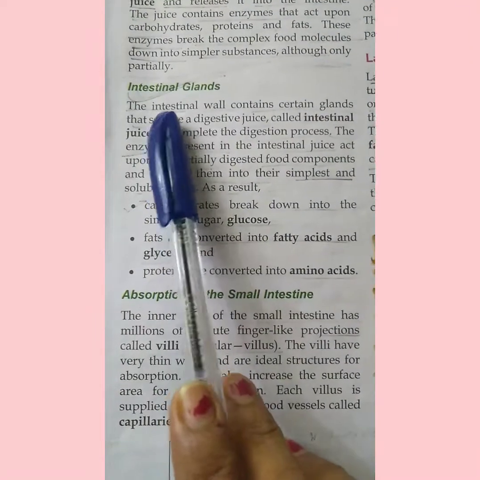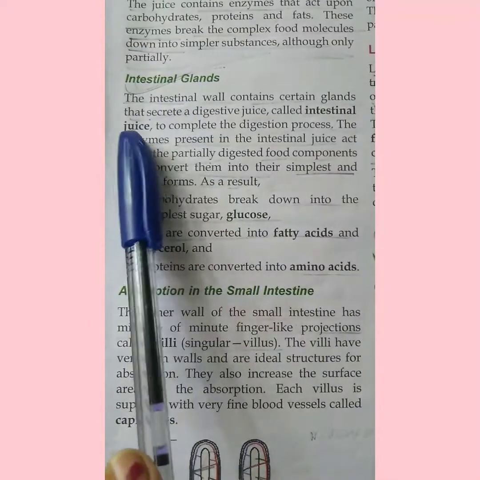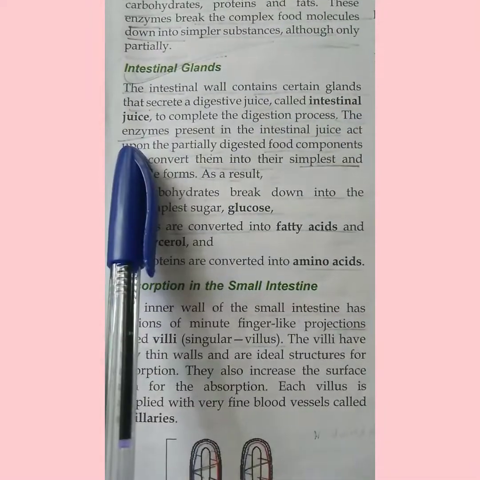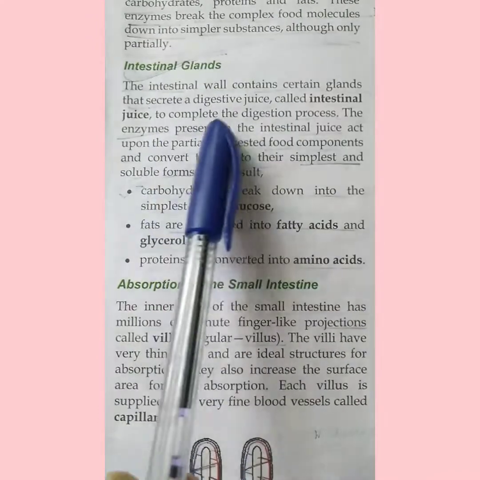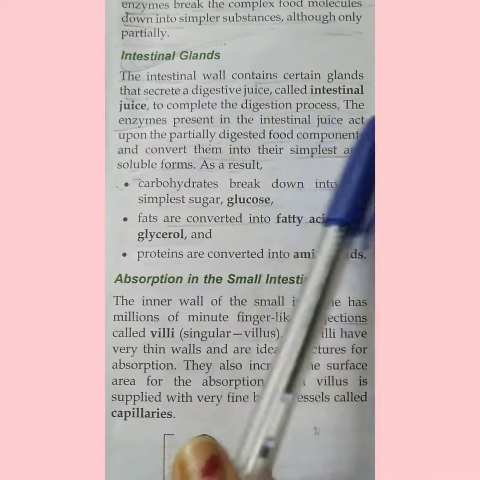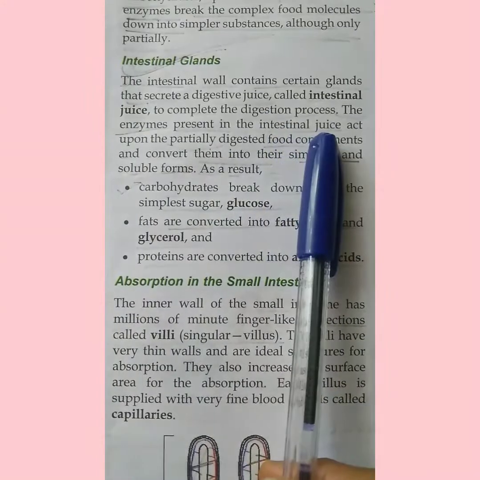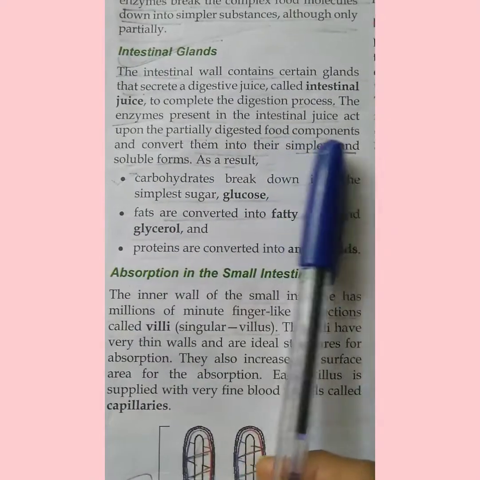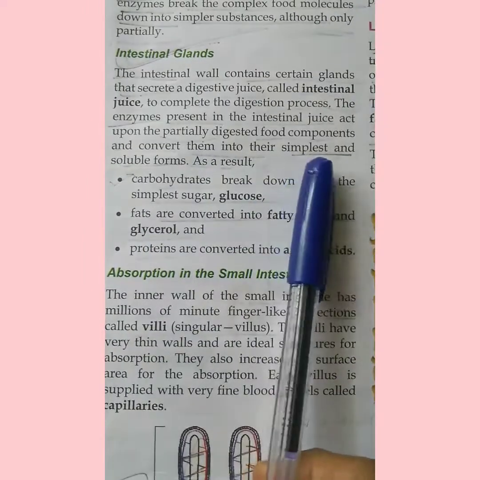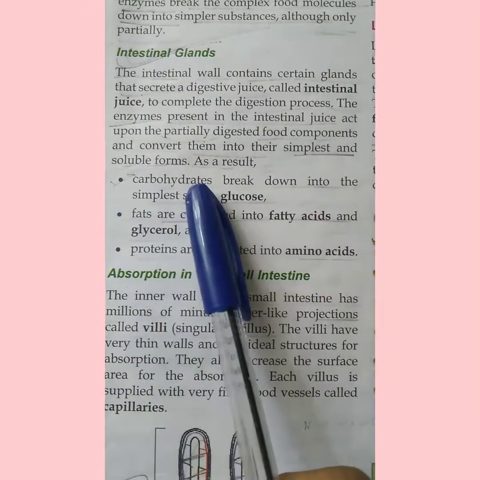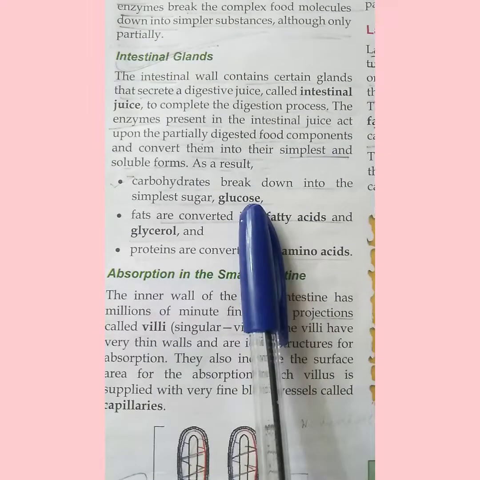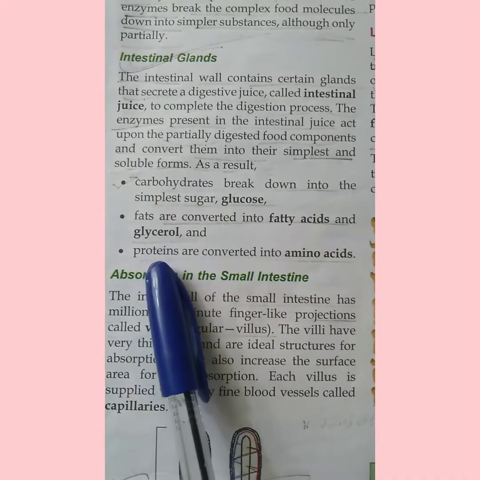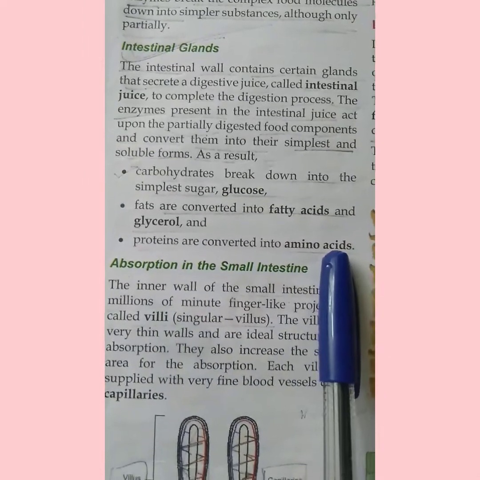Next is intestinal glands. These secrete a digestive juice called the intestinal juice. This juice helps to complete the digestion process. The enzymes present in this juice act upon the partially digested food components and convert them into the simplest soluble form. Carbohydrates are converted into glucose, fat is converted into fatty acid and glycerol, and protein is converted into amino acid.